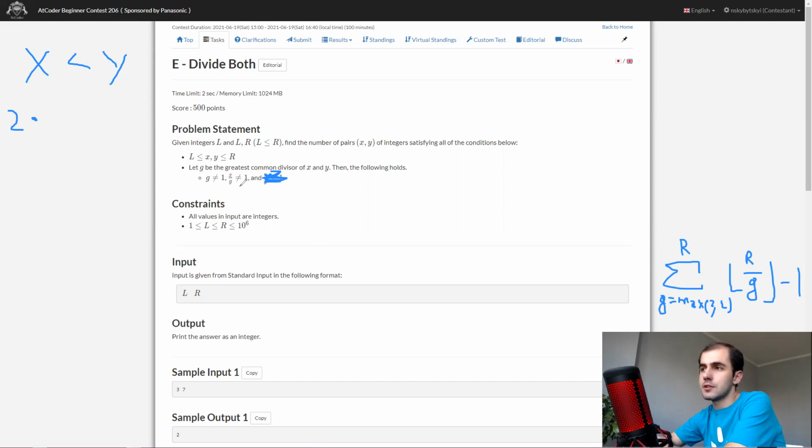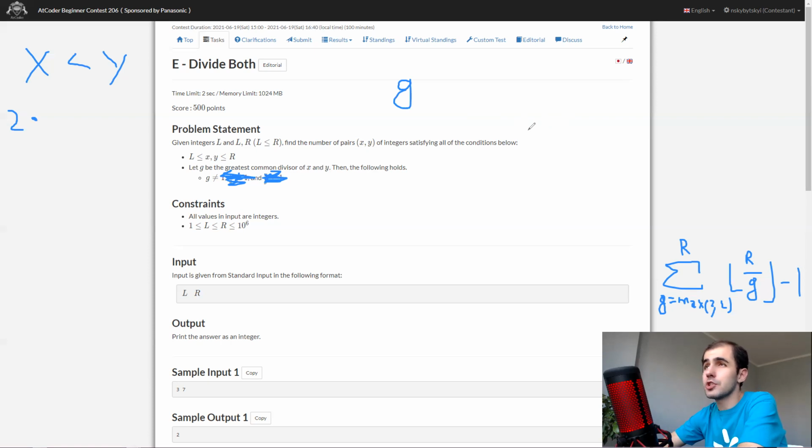And we have two constraints: count the number of pairs with GCD not equal to 1, and such that x is also not equal to g. Well, x equal to g, we counted here. So what we basically want to count is how many pairs of non-coprime integers we have. If two numbers are not coprime, it means that they have some greatest common divisor. Let's say it's g, right? Now we want to know how many pairs have such a GCD.